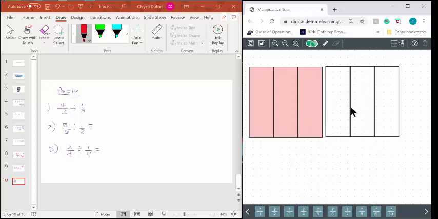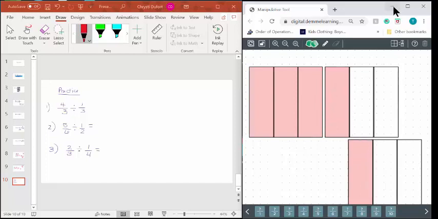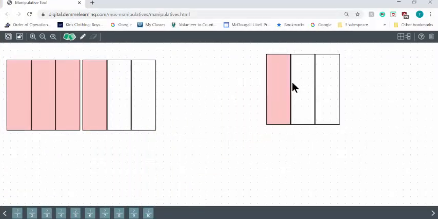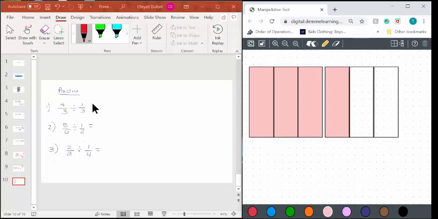So 4/3, I actually need to get 2 of these because it's more than one whole, right? So I have 4/3 and I'm dividing it by 1/3. So how many times will 1/3 fit into 4/3? Right? And we can see here it'll fit in 1, 2, 3, 4. This will fit into these 4 times. So the answer is going to be 4. And if we divide right across, we can see 4 divided by 1 is 4, 3 divided by 3 is 1. 4 over 1, or 4 wholes, is just 4.